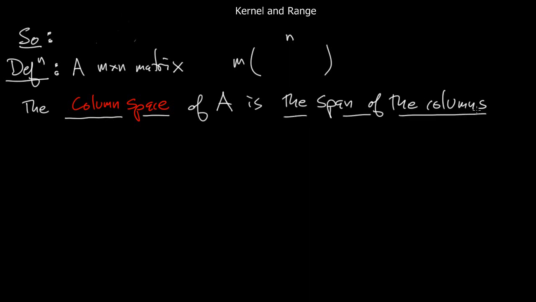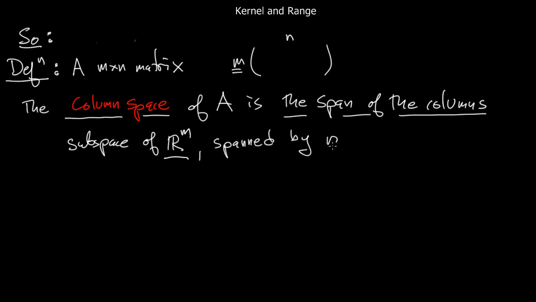Now, let's look at that for a second. This matrix has m rows, so the columns have m entries. So this is a subspace of Rm. It's spanned by some collection consisting of n vectors. Now, that doesn't say what its dimension is. It's just telling you that it's spanned by some collection of n vectors.